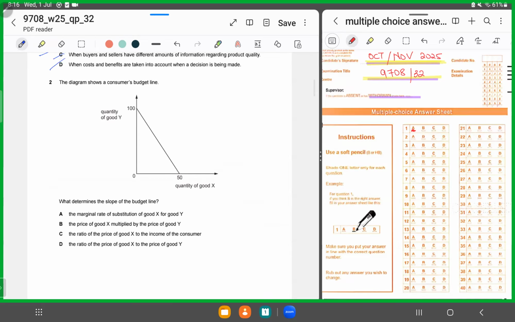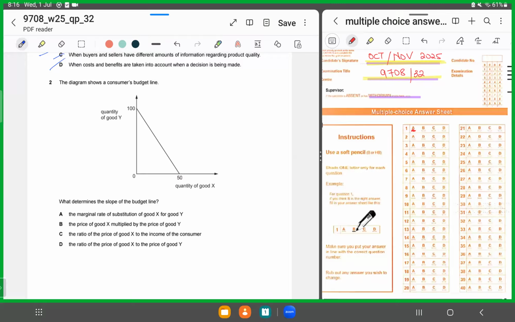Moving forward, MCQ number 2 talks about a consumer's budget line. Now notice the vertical axis displays the quantity of good Y and the horizontal axis displays the quantity of good X. Now what are they saying? On the vertical axis, they are displaying 100 units for good Y and 50 units for good X. Now they're saying what would determine the slope of the budget line.